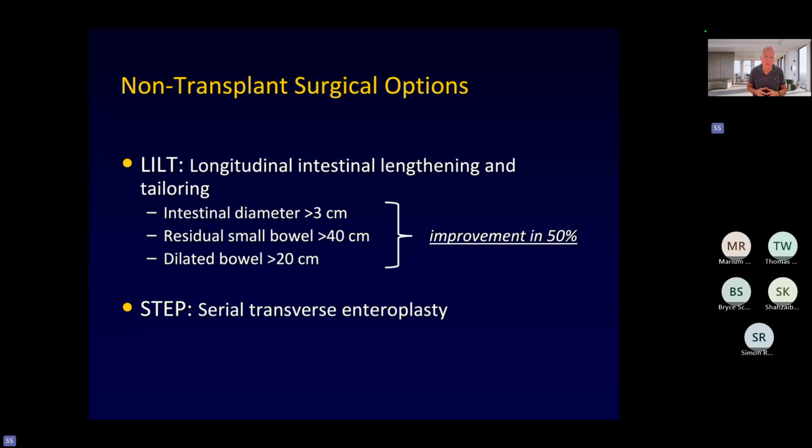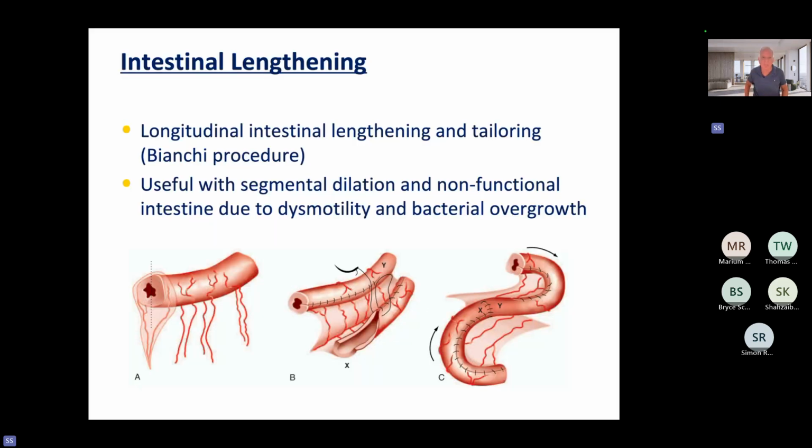The other procedure, which is probably used now more frequently, is the so-called STEP procedure, or serial transverse enteroplasty. This is the LILT procedure. It's useful with segmental dilatation and non-functioning intestine due to dysmotility and bacterial overgrowth. You see what's done here. You have the bowel that's sort of split in two and put together in this way, so it sort of lengthens the bowel. Of course, the bowel has to be dilated because each segment of bowel is going to be half the diameter that you started out with.